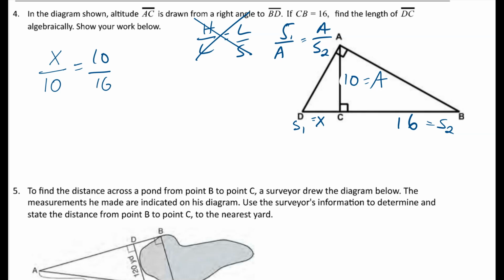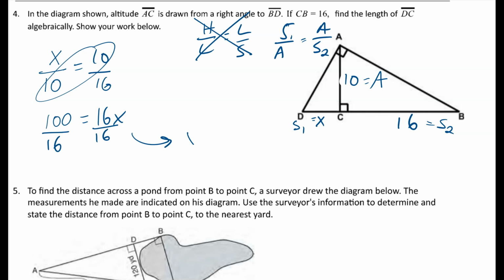To solve any good proportion, I'm going to cross multiply. 10 times 10 is 100. X times 16 is 16x. And when I divide out my 16, I find that my missing piece DC is just 6.25.